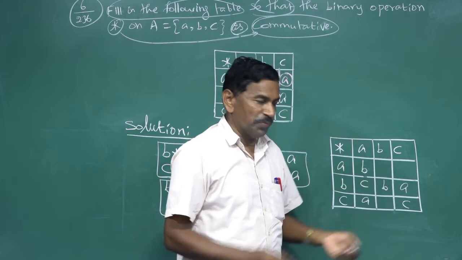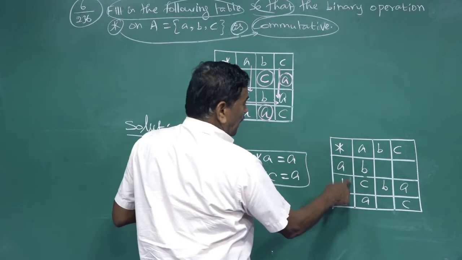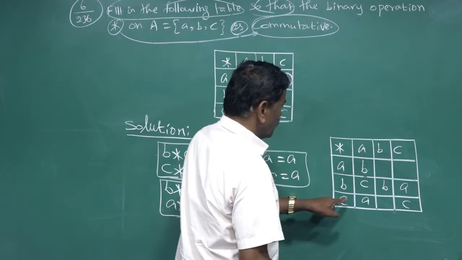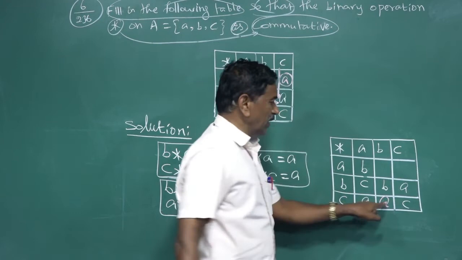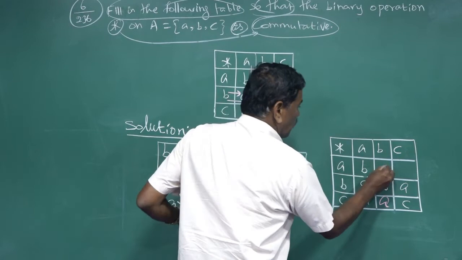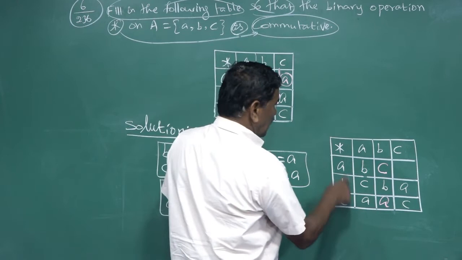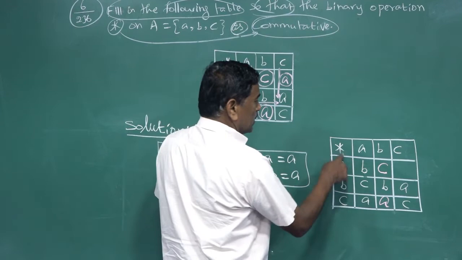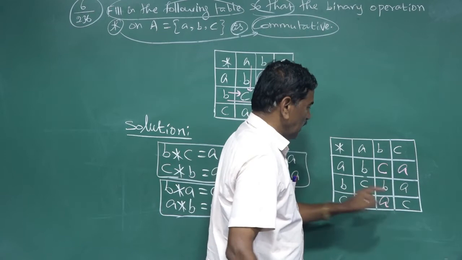As per our aim, B star C is equal to A, therefore C star B is equal to A. So we filled A. Next, B star A is equal to C, therefore A star B is equal to C. So this answer is C. Next, C star A is equal to A, therefore A star C is equal to A. That's all. These three places we fill. So hence the answer.